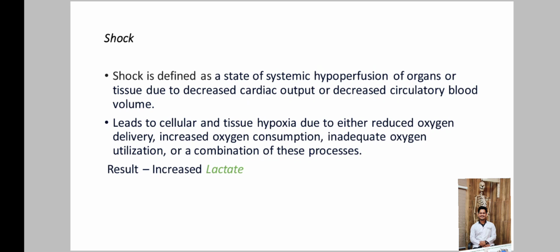What to expect now? This leads to cellular and tissue hypoxia. Whenever there is decreased blood supply, it will lead to a decrease in the oxygen in the tissue. It can occur either due to decreased oxygen delivery, increased oxygen consumption, inadequate oxygen utilization, or a combination of the whole process. So this basically leads to anaerobic metabolism in the cells and tissues, which will result in an increase in lactate, which is the byproduct of anaerobic metabolism.